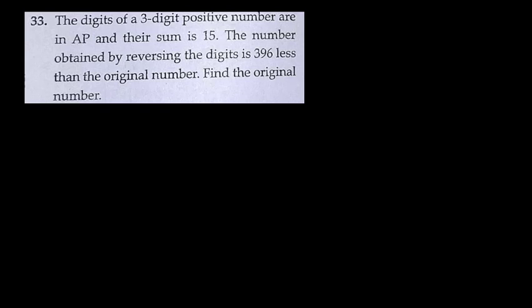Now question number 33: the digits of a 3-digit positive number are in AP and their sum is 15. The number obtained by reversing the digits is 396 less than the original number. Find the original number.